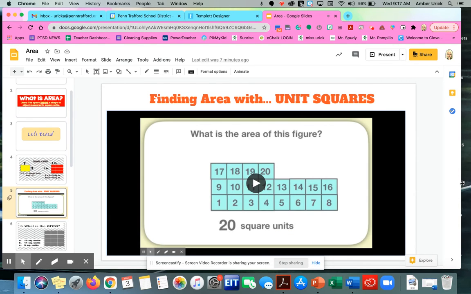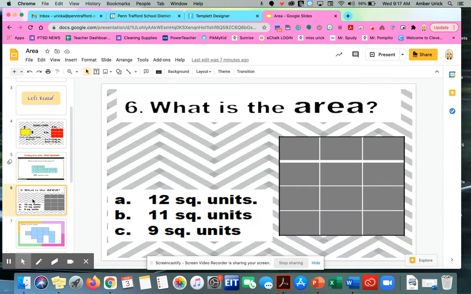Okay, so that was a review on counting unit squares, but let's remember, not all shapes have unit squares broken into the shape. However, let's check out a few examples of when they do, so you can count them if you want to. So slide number 6 just happens to have an example that's also labeled number 6. It says, what is the area? So we can sit and count. Ready? 1, 2, 3, 4, 5, 6, 7, 8, 9, 10, 11, 12.